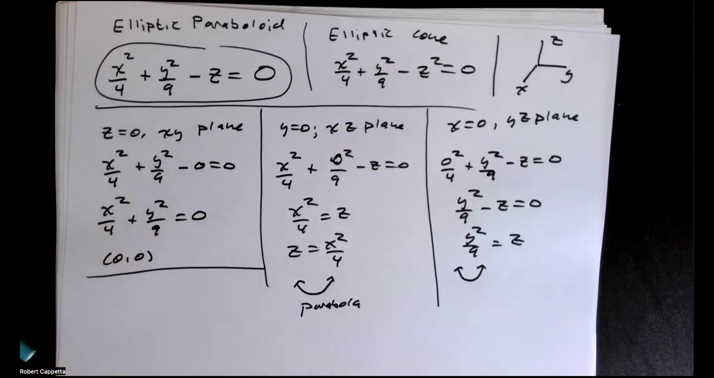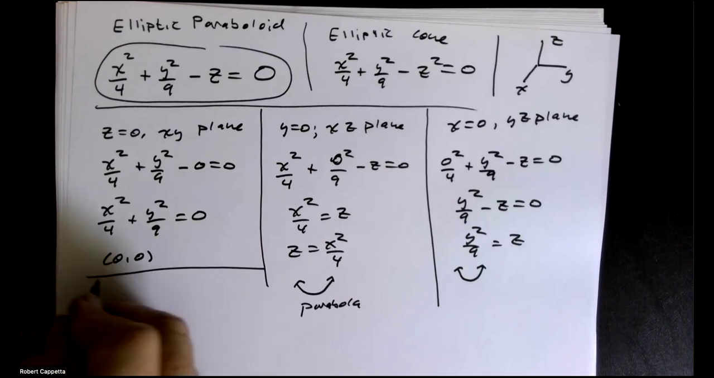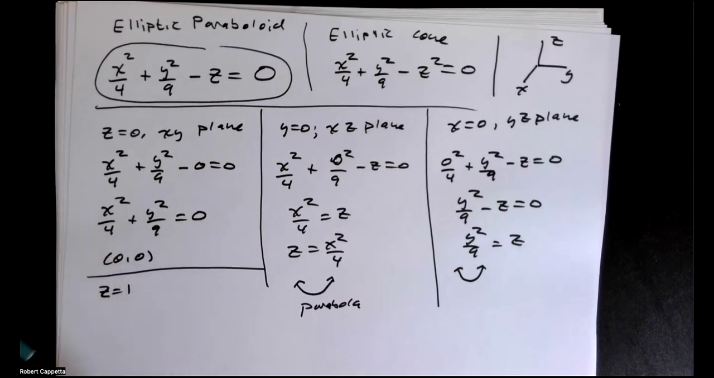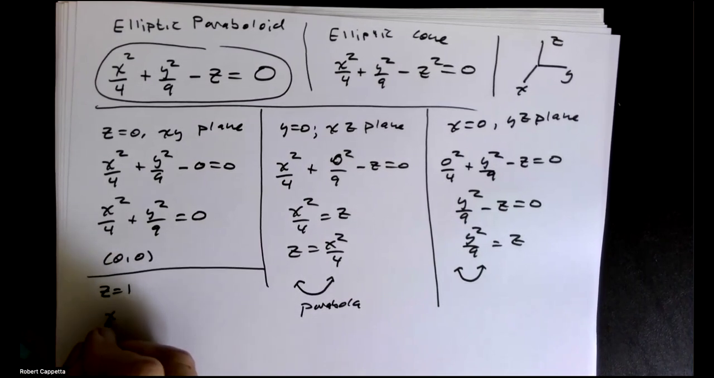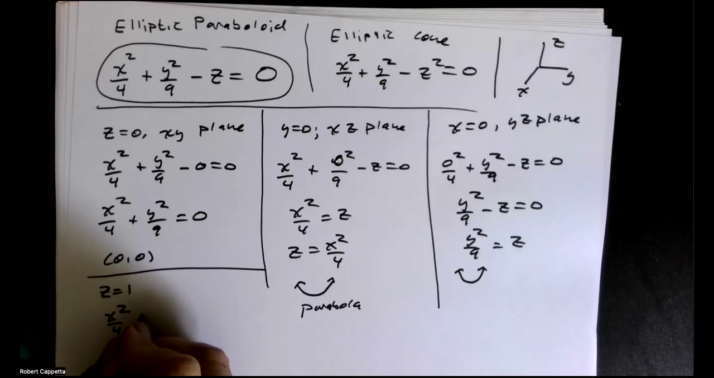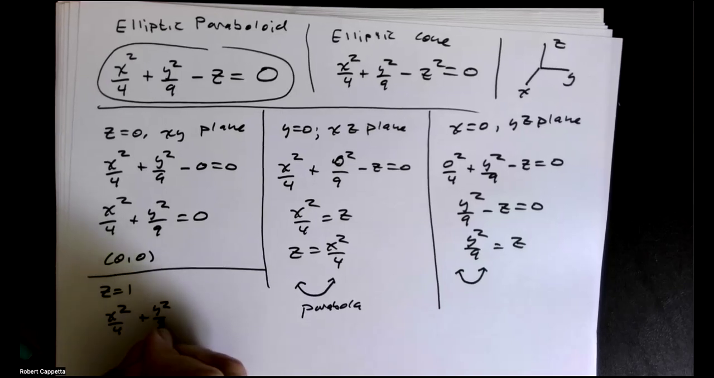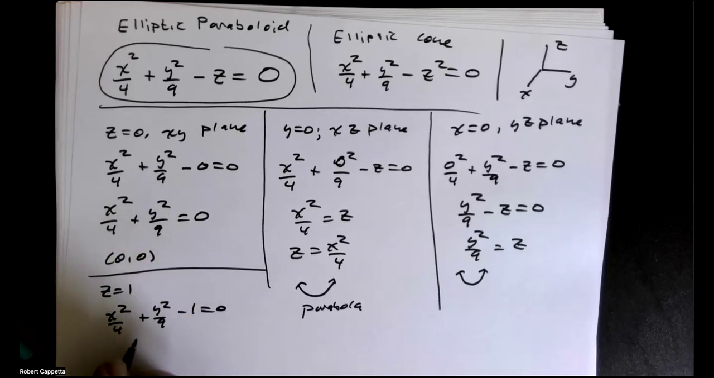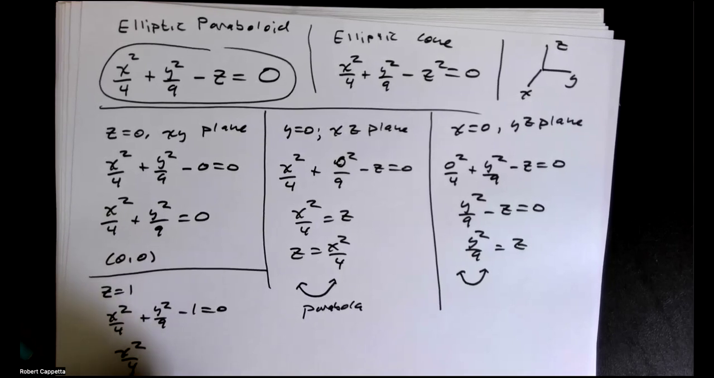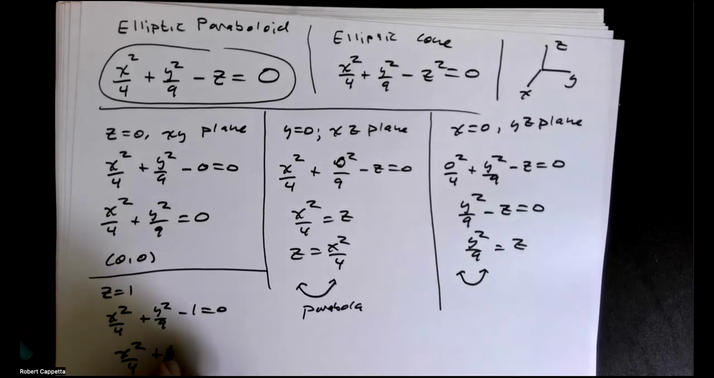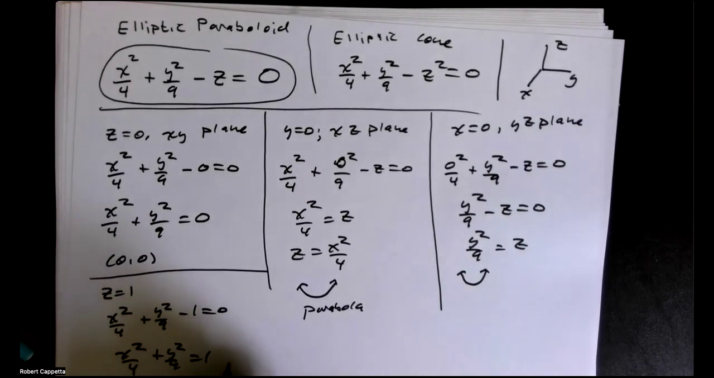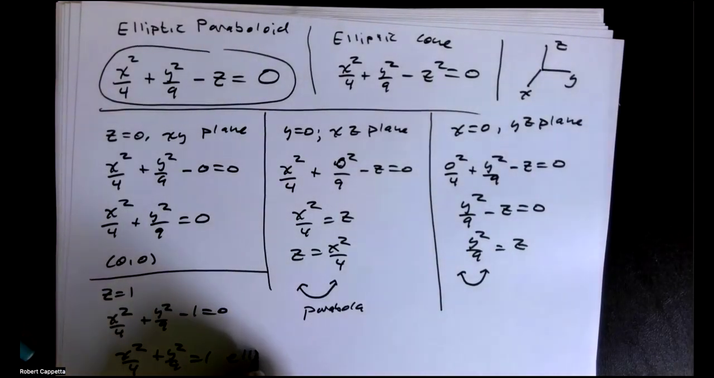Now, I just want to add one more thing. For example, what if z equals 1? What is that going to give us? That would give us x squared over 4 plus y squared over 9 minus 1 is 0. So we get x squared over 4 plus y squared over 9 equals 1. That is an ellipse.